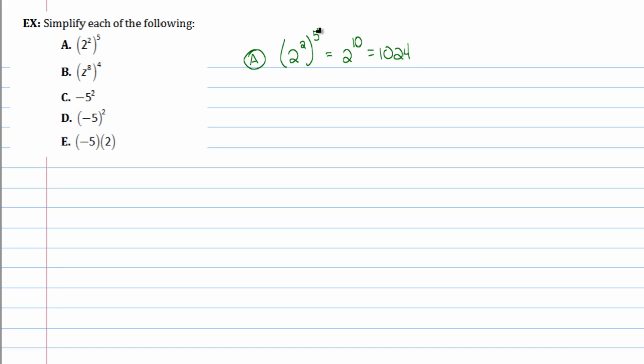But I personally like to do it where powers to powers will just multiply. It's a little bit easier for me to do that way. Example B, we have z to the 8th raised to the 4th. Again, this is 8 groups of z's in here. Basically 8 z's. And you have 4 groups of those. So that would be z to the 8 times 4, or z to the 32nd.